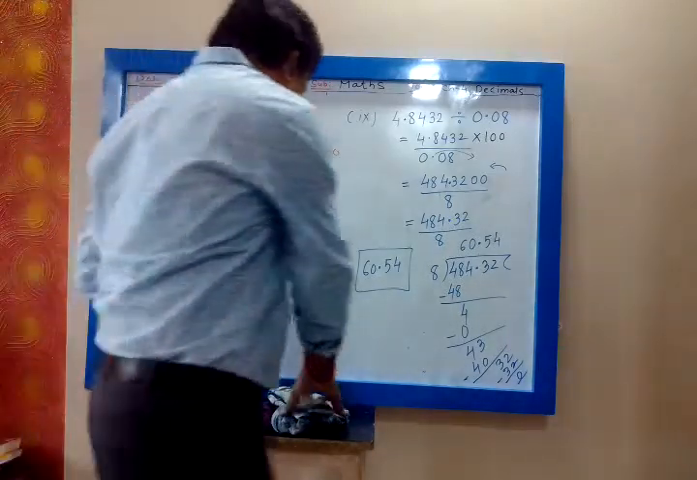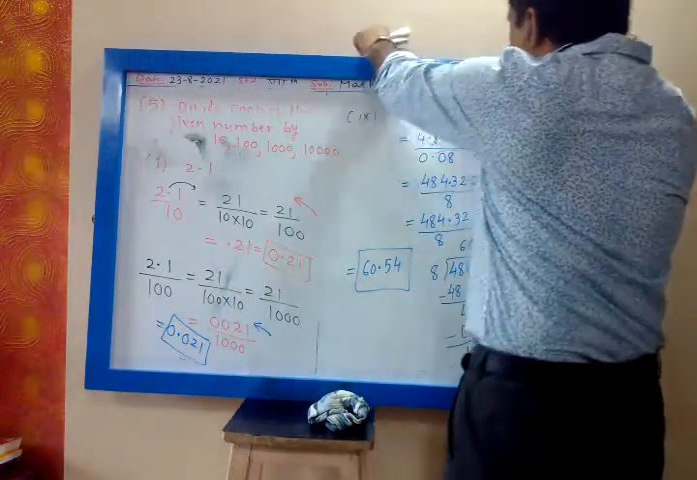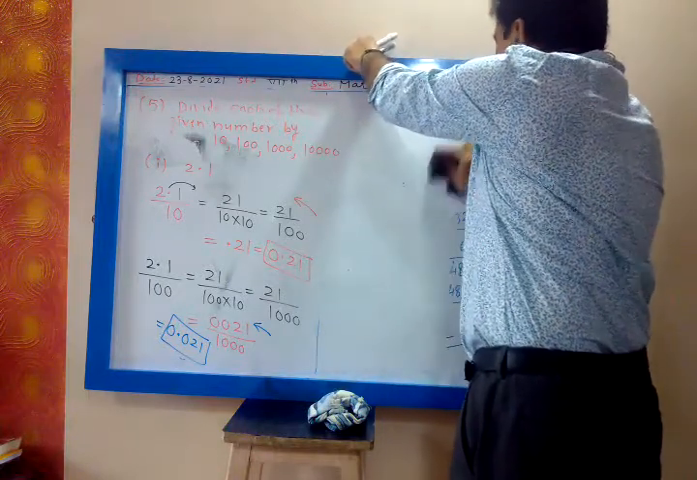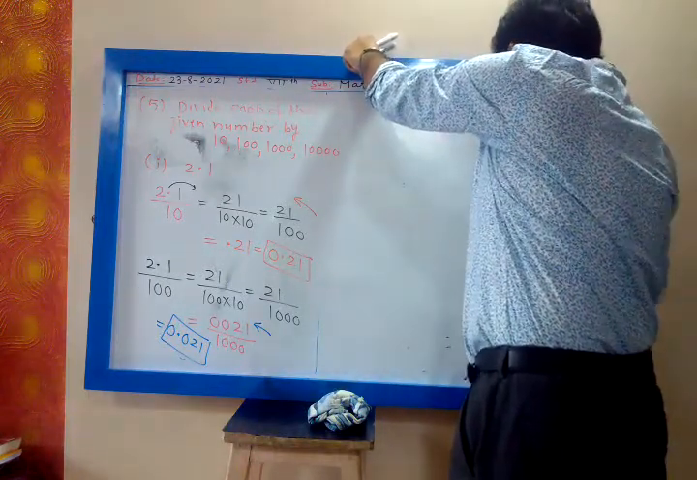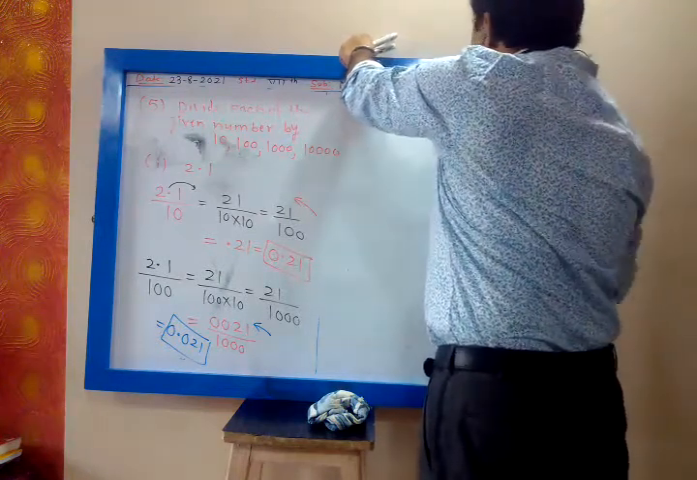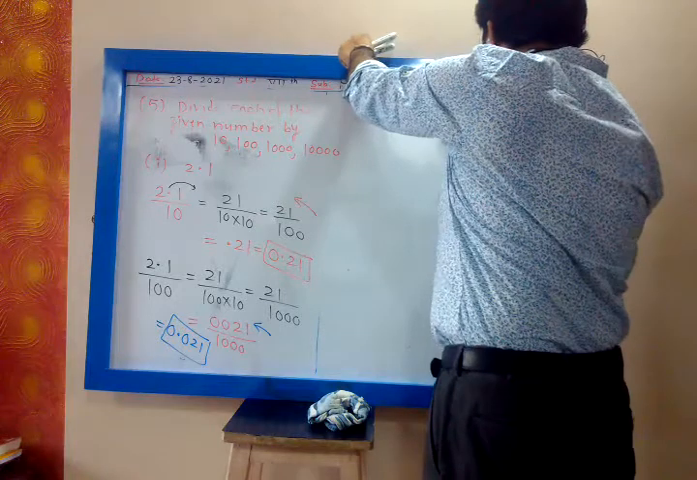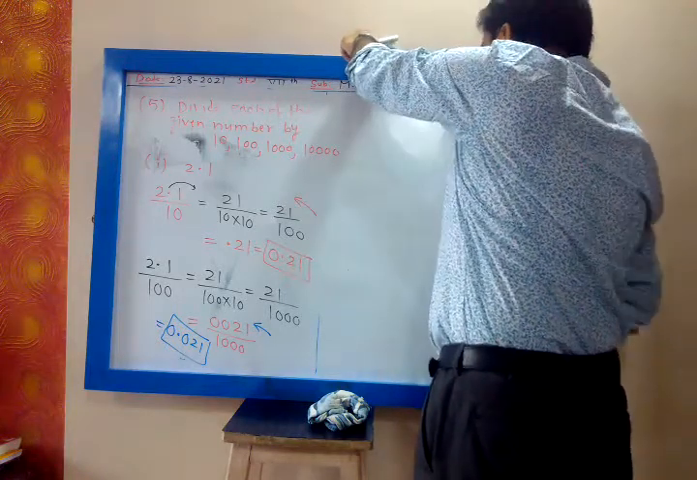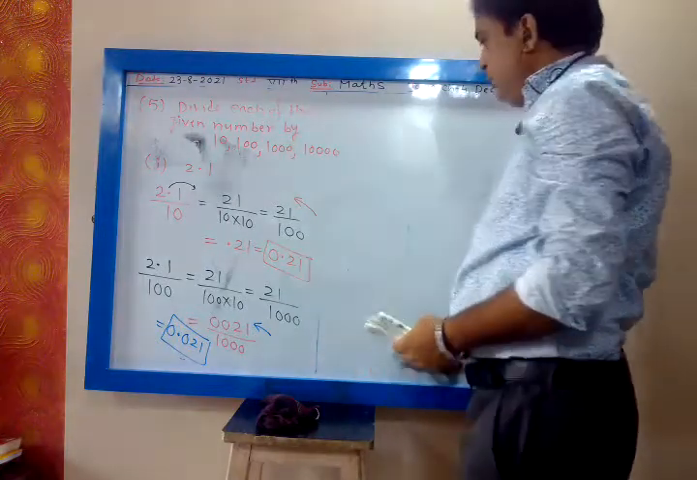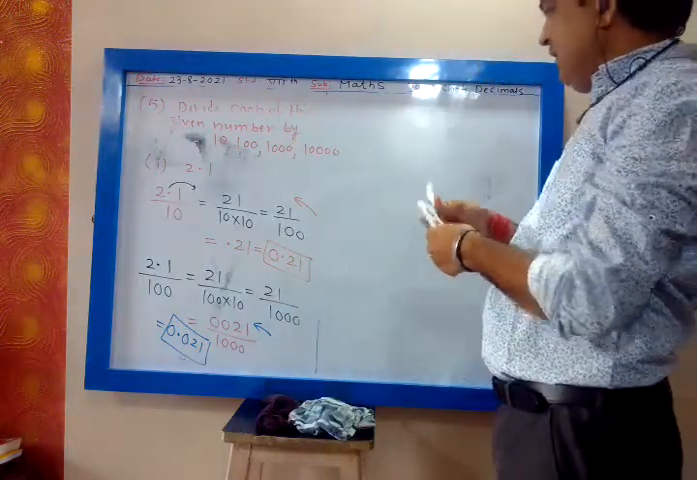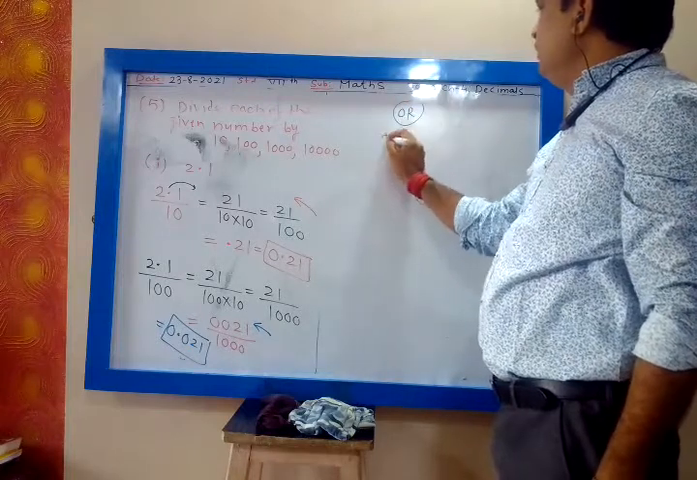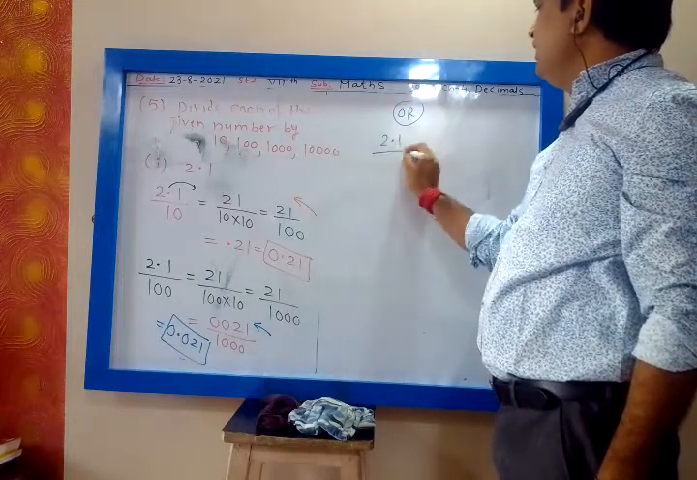Now see another method. Whichever method you like, you can follow that method. 2.1 divided by 100.